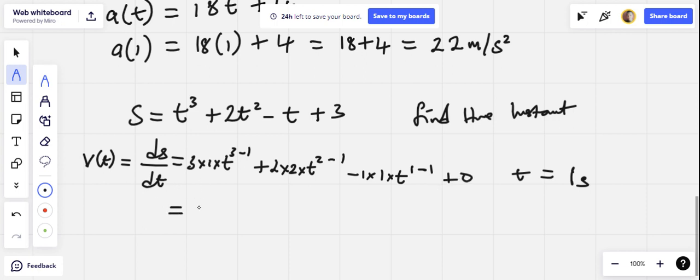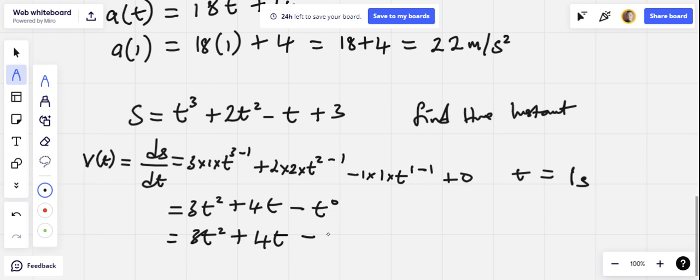So this will equal 3t raised to the power of 2 plus 4t raised to the power of 1, then minus t raised to the power of 0. And this equals what? 3t raised to the power of 2 plus 4t, and anything raised to the power of 0 is 1, minus 1. So now we've gotten an expression for our instantaneous velocity.